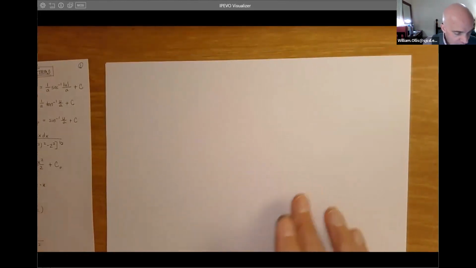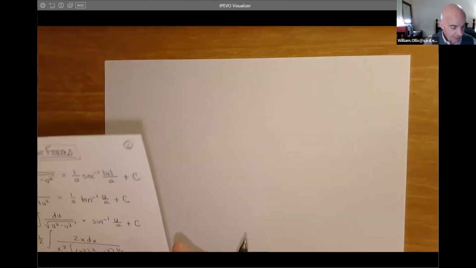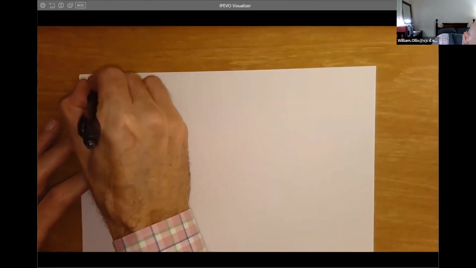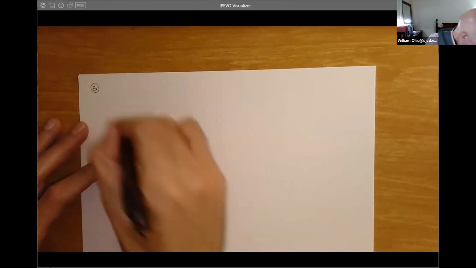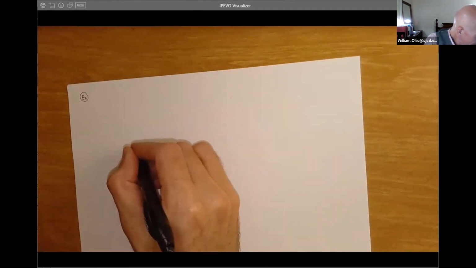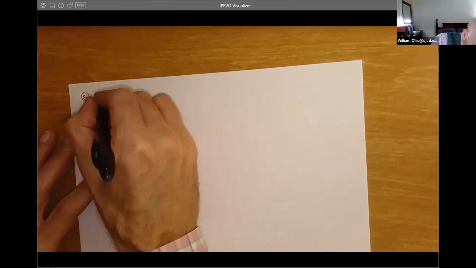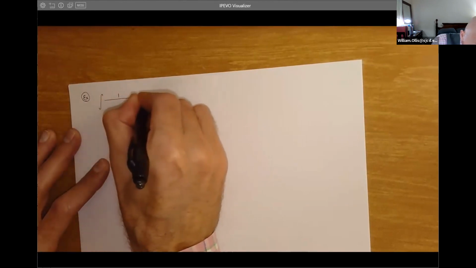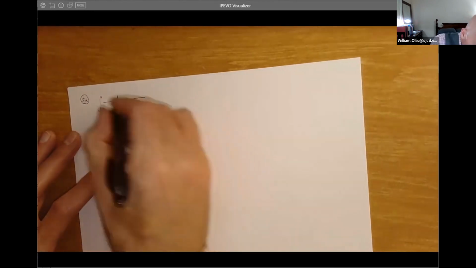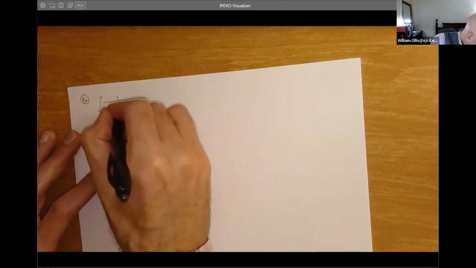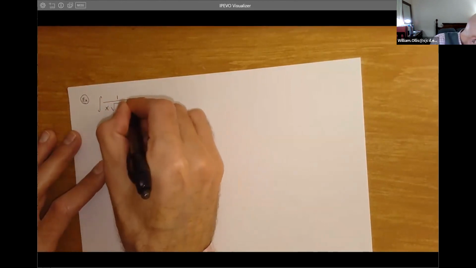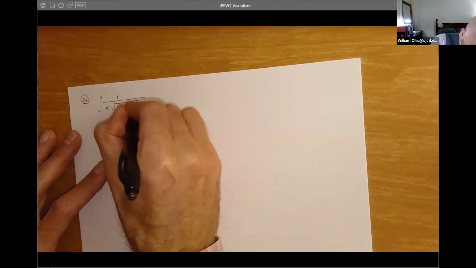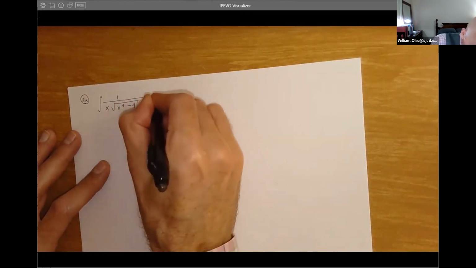Okay, and so the first one that I want to do here is the following example. So here's an integral problem. And let's see what we have. Let's look at this one. So we'll have the integral of 1 over x times the square root of x to the 4th minus 4 dx.